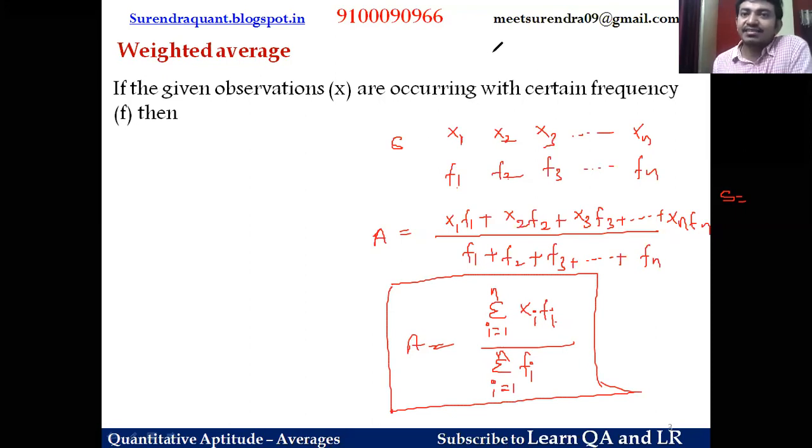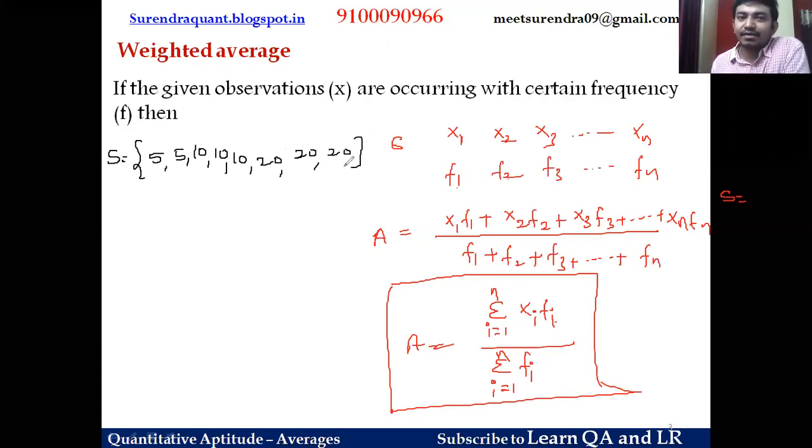Okay, let us try to understand by taking a simple numerical, friends. Let's say this is the observation and this is the frequency. Frequency means the number of times it comes. If you want a clearer idea, let us take a simple example. Let us say you have a set S with the elements 5, 5, 10, 10, 10, 20, 20, 20. So this is a set. Instead of adding 5 plus 5 and so on, the simplest way is: 5 comes 2 times, 10 comes 3 times, and 20 comes 3 times in the set. This is called xi and this is called fi.